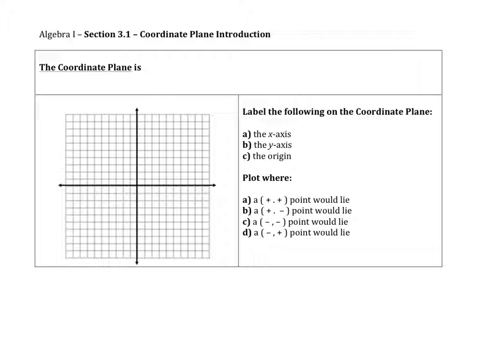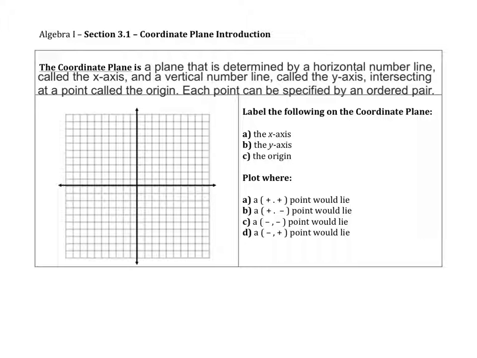Section 3.1 is an introduction to the coordinate plane, but you'll find that this really is just a review of what you learned a few years ago. So first, let's define what the coordinate plane is. The coordinate plane is a plane that is determined by a horizontal number line called the x-axis and a vertical number line called the y-axis intersecting at a point called the origin. Each point can be specified by an ordered pair.